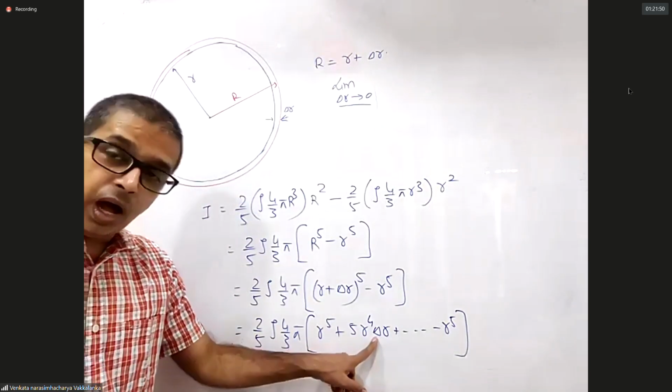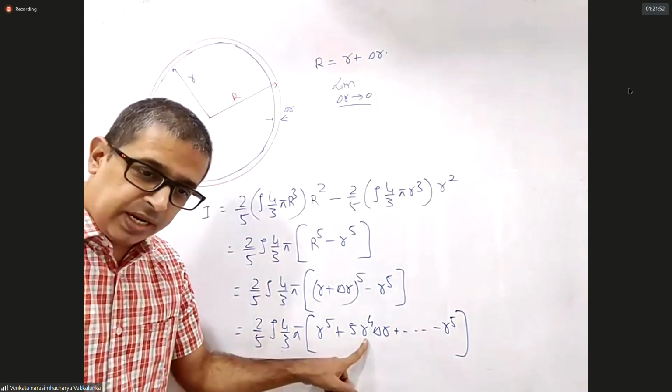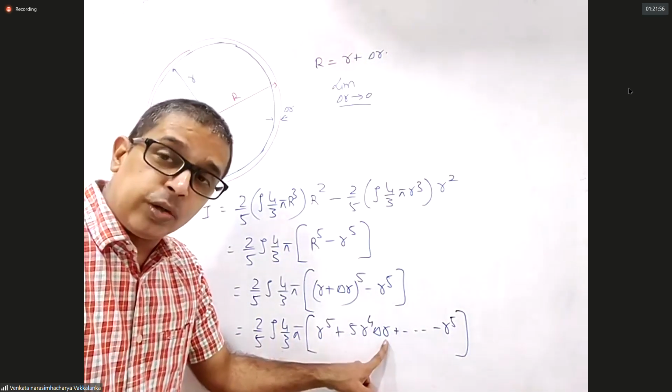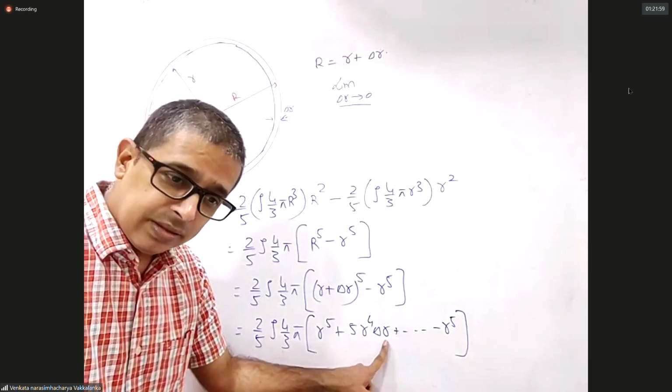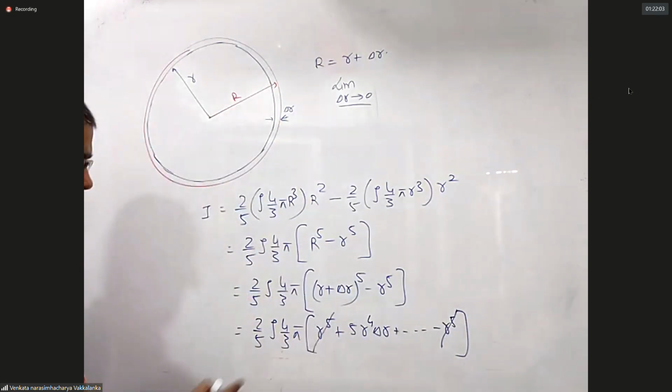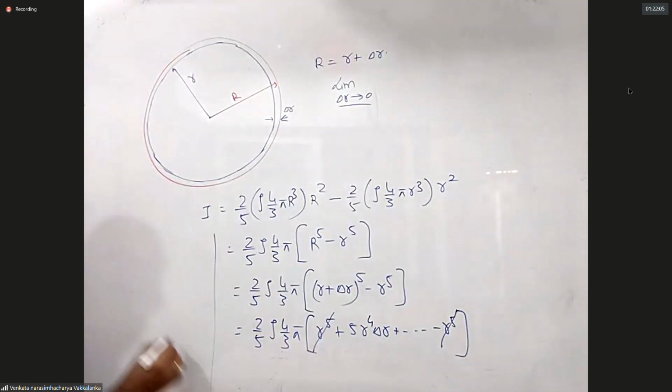Did I write this expression correctly? Yes, sir. Higher powers of delta r, why are we neglecting them? Already they are very, very small, tending to zero. These both will get cancelled out. What am I left with?